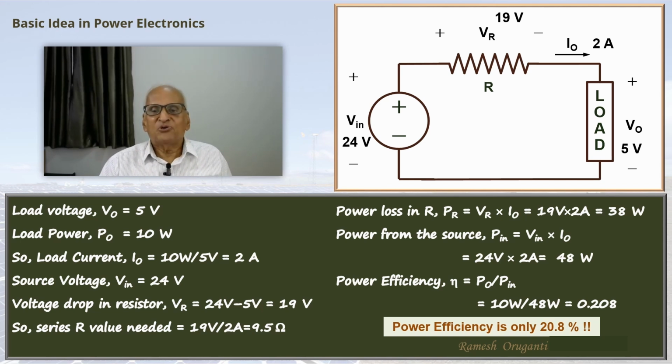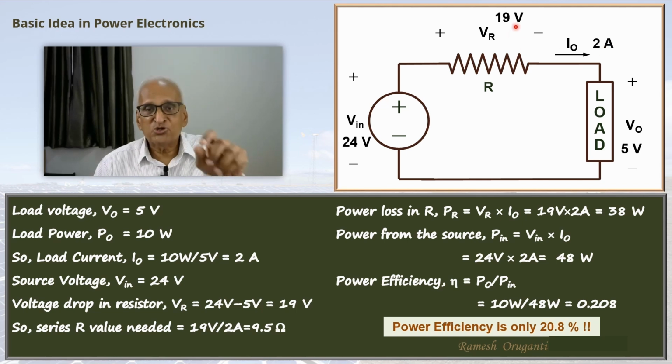Suppose the input voltage varies, the 24 volts goes down because the battery is discharged, or the load changes from 10 watts, let's say the load changes to 5 watts. If you take that case, then the current will change from 2 amperes to 1 ampere. 5 watts divided by 5 volts is 1 ampere. The current changes to 1 ampere.